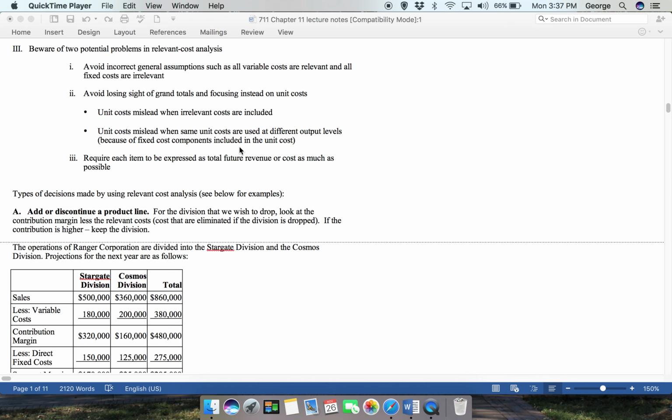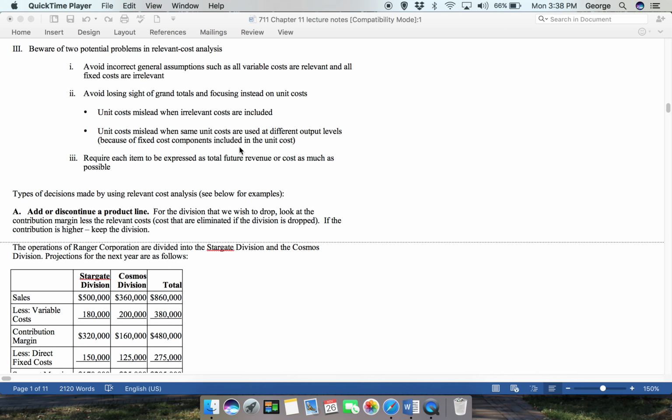If I'm going to decide to make or buy a product and I have a supervisor, I can't use him. If I'm going to buy this product, I'm going to have to let him go. The cost of that supervisor's salary, it's a fixed cost, but it's going to be relevant because it's differential and it's future. It meets both those requirements.